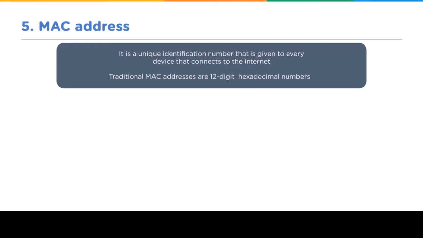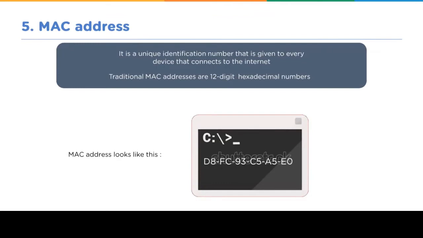A MAC address is generally 48 bits and written as a 12-digit hexadecimal notation. Most MAC addresses look like this: D8, FC, 93, C5, A5, E0. This unique MAC address is used to identify the unique device so that data can be delivered to this particular device.